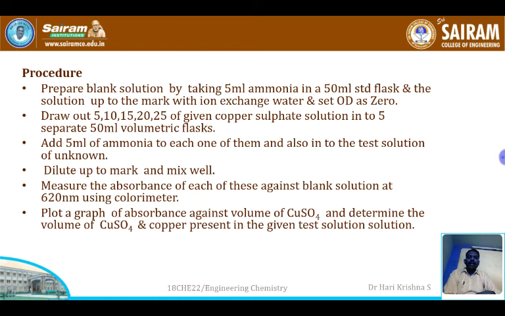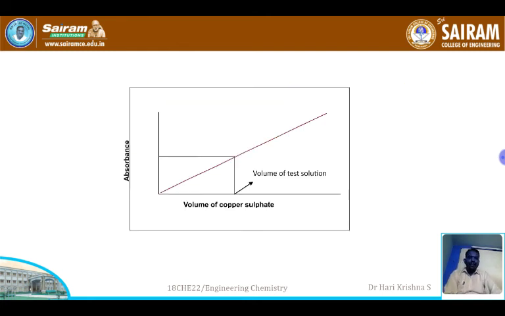So at 620 nanometer, now plot a graph of absorbance against volume of copper sulfate, and determine the volume of copper sulfate and copper present in the test solution. When you plot absorbance against volume of copper sulfate, the nature of the graph will be like this. In potentiometry and conductometry, none of the graphs started from 0 because the blank value was never 0. You used to take a 0 reading, but it would not be 0. But here, for 0 volume of copper sulfate, the reading is also 0. Therefore, in colorimetry, the graph should start from 0 itself, and it is mandatory.